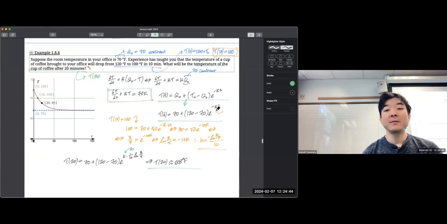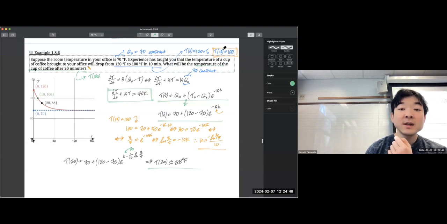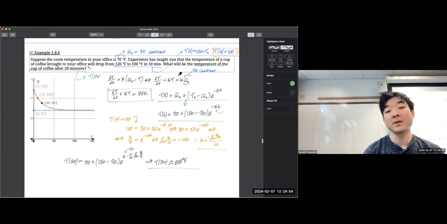The K, you have to be able to find by using another piece of information they give you, because you need to fit the proportionality constant to the data that they have, which is that if you have coffee that's 120 degrees Fahrenheit initially, after 10 minutes in this room, it will go down to 100. And that'll give you your K. But the question they want is how much now do you predict the temperature of the coffee would be another 10 minutes later at 20.